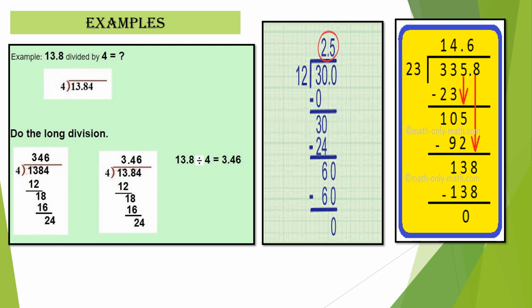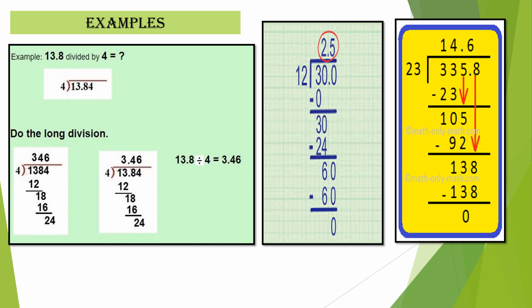One more example is here. You are dividing 335.8 by 23. So 23 will go 1 time, 23, and the remainder is 0 and 1, 10. Now take this 5 down. Now 23 4 times is 92. Again on subtracting, 105 minus 92, you get 13. Take this 8 down, and 23 6 times is 138. So the remainder is 0.